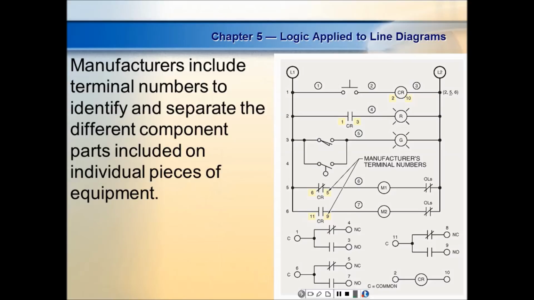But when you're figuring out your contacts, you need to manually push the thing in or let it open so you can find which is normally open and normally closed. So you're going to be required to do that.